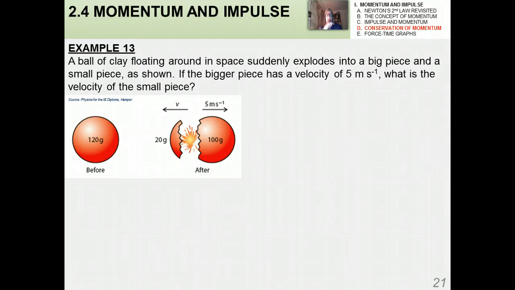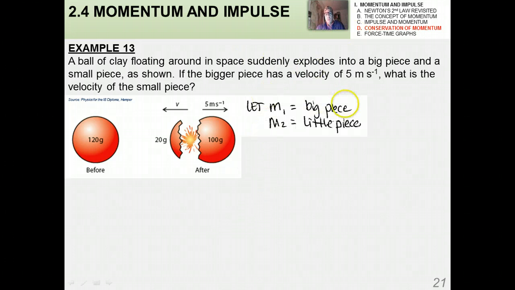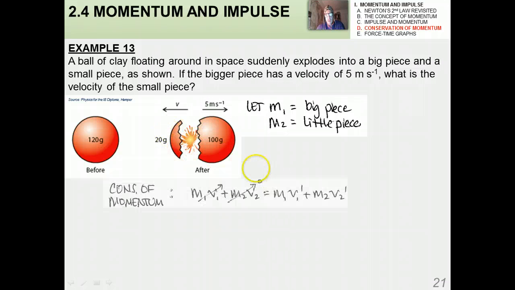Here's an example of something exploding into different masses, okay? Try this one on your own. Remember, conservation of momentum is what you're going to use to solve this problem. Letting M1 be the big piece, the 100-gram piece, and M2 equal the little piece, which is the 20-gram piece. By the conservation of momentum, before, the whole thing had no momentum, because even though it was 120 grams, it had no velocity, so its momentum was 0.